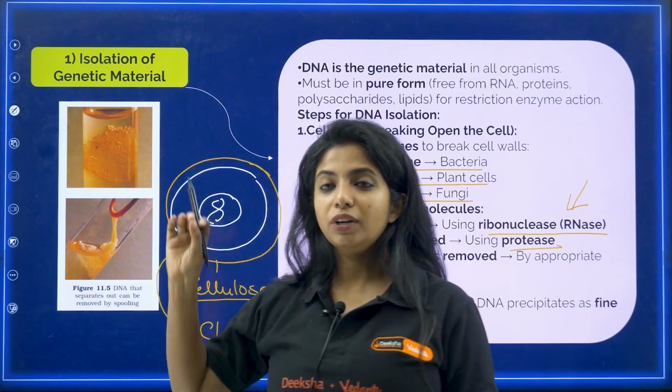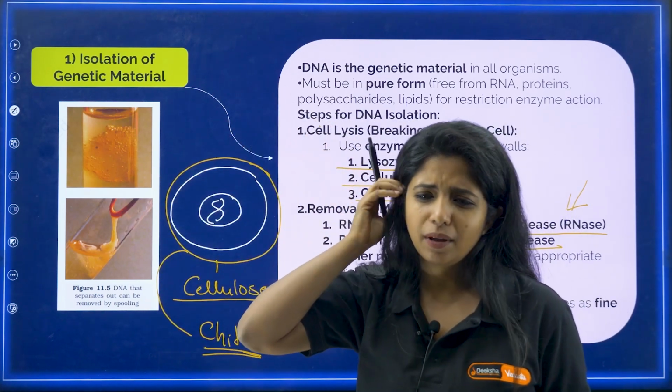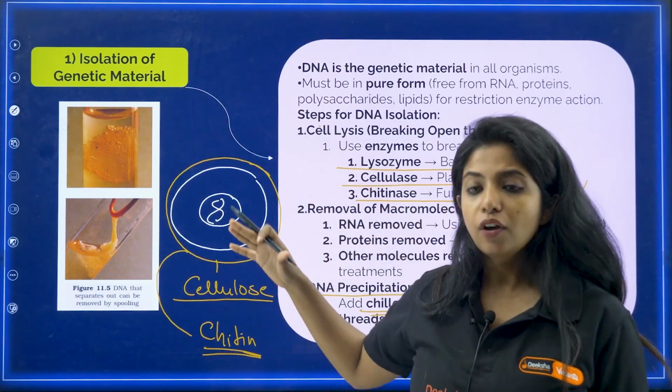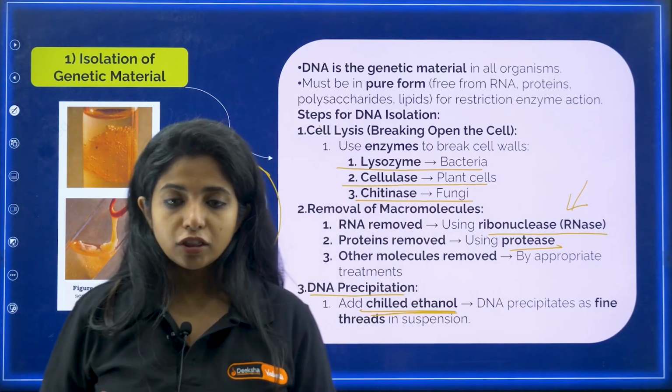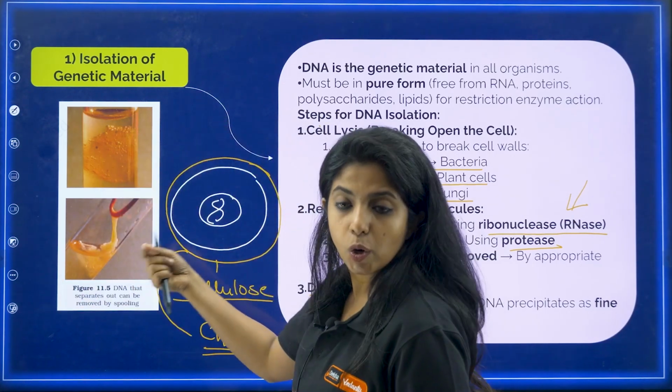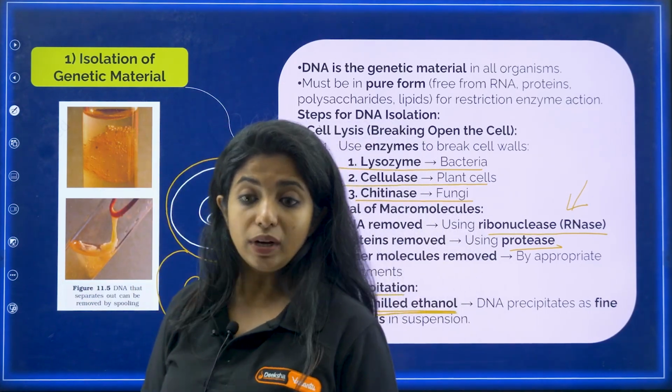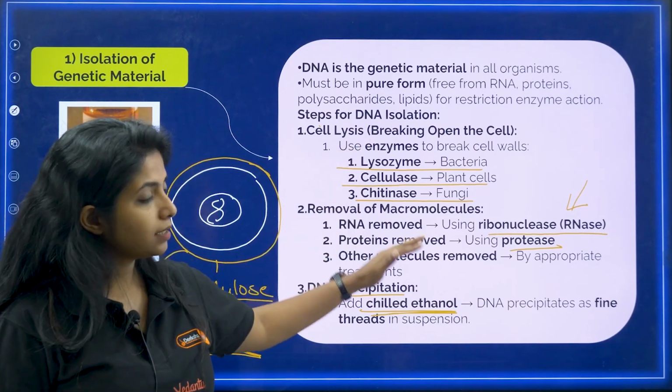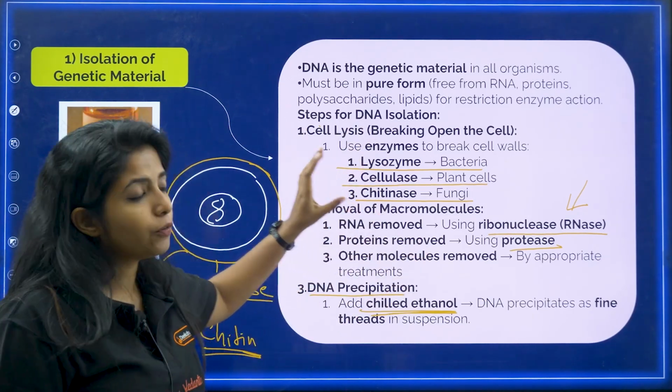Students usually put ethidium bromide over here. Ethidium bromide is a stain, and chilled ethanol is just added for making the DNA precipitate out. The process where you take the DNA out is known as spooling. Fine. So these are things that you have to know. These enzymes are really important.